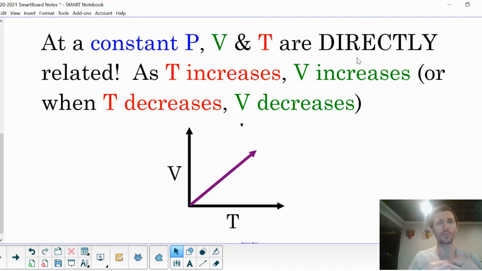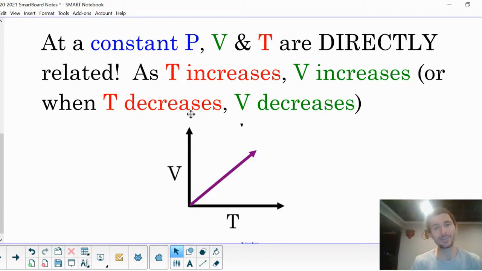If you have a younger sibling, usually the younger sibling wants to do what the older sibling does. The older sibling goes out to do something, and the younger sibling's like, oh, I want to do that too. The younger sibling follows you around. It's a direct relationship. So as T increases, volume does the same thing. It follows, it's like a shadow. Can't stop it, it's going to happen. And the same thing the opposite way. As T goes down, volume decreases as well.